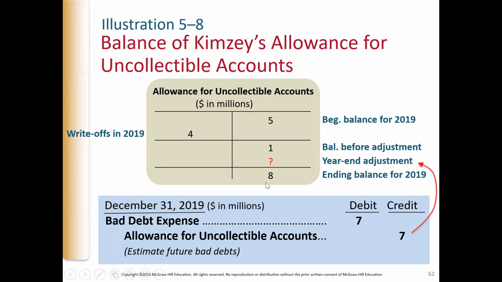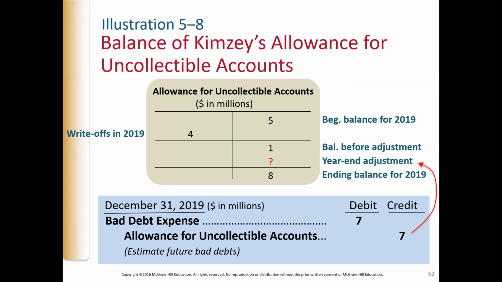This 8 million will not be your journal entry. The 8 million tells you what they want the balance to be in the allowance for uncollectibles. But whatever the balance is in the allowance, we will plug in a figure that will be our journal entry based on what the balance is. Do you see how we're constantly playing catch up? We're estimating. Estimates are the best we can do.